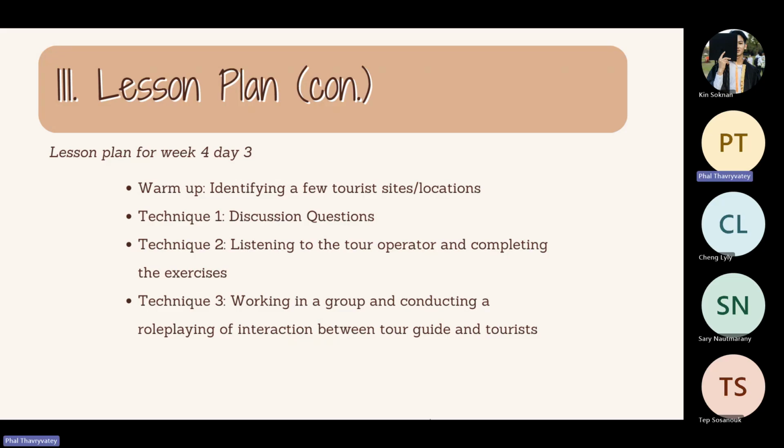Next, in Technique 1, students participate in a discussion and speaking activity where they describe a well-known place that they have visited without naming it. Their classmates then attempt to guess the location based on the description. This activity develops students' descriptive skills and strengthens their ability to use creative imagination and precise language, which is an essential skill for tour guides.